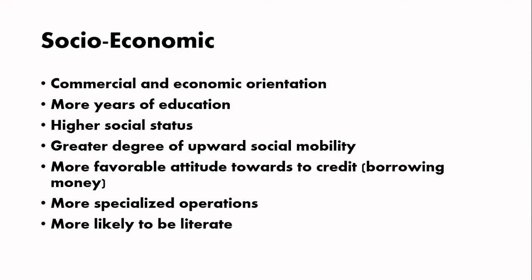And also these people are more favorable toward credit. The average category of the rural community normally fears credit, but this category does not fear credit. They borrow money and invest money in innovations, technology, and other sectors to make their business profitable. They have more specialized operations, and they are always happy to be literate or to learn something more than the average. So these are the socio-economic characteristics of the adapters.